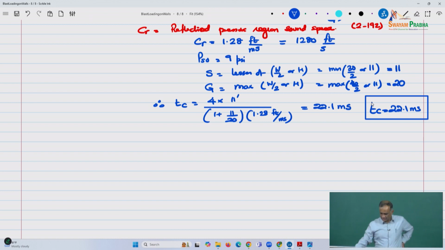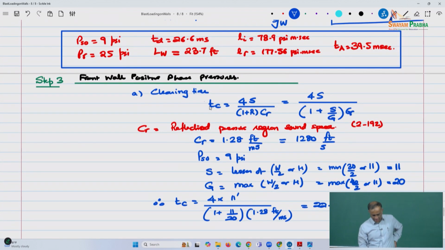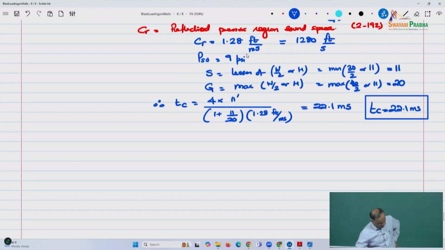Then that's why we need this impulse. So this is 177 point. Now here you have the incident impulse and the reflected impulse.